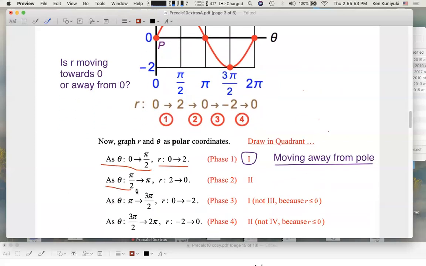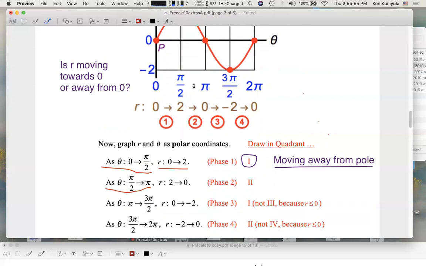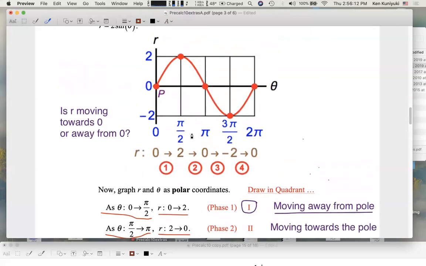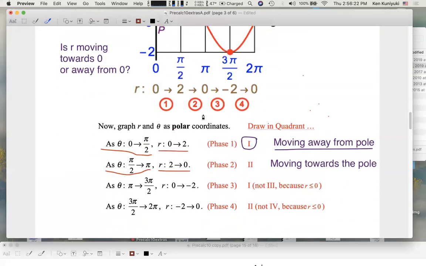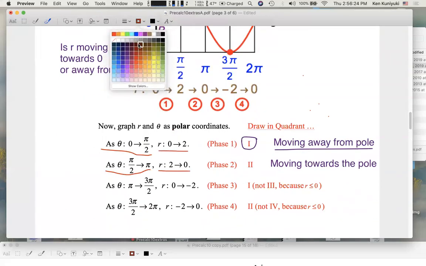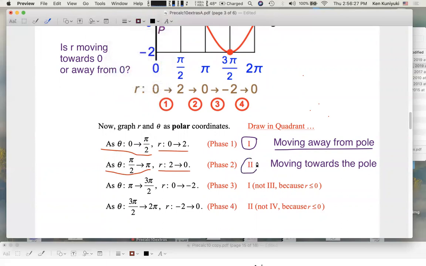So as theta goes from pi over 2 to pi, in what we think is quadrant 2, r is decreasing from 2 to 0, meaning that we're moving towards the pole in phase 2. Now, as theta increases from pi over 2 to pi, we think we're in quadrant 2, and because r is positive here, yes, in fact, we are in quadrant 2. The particle is moving through quadrant 2.